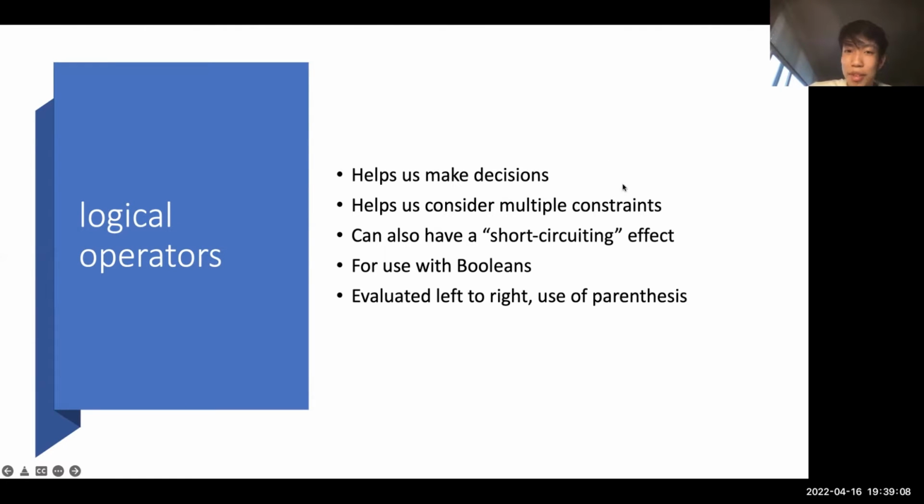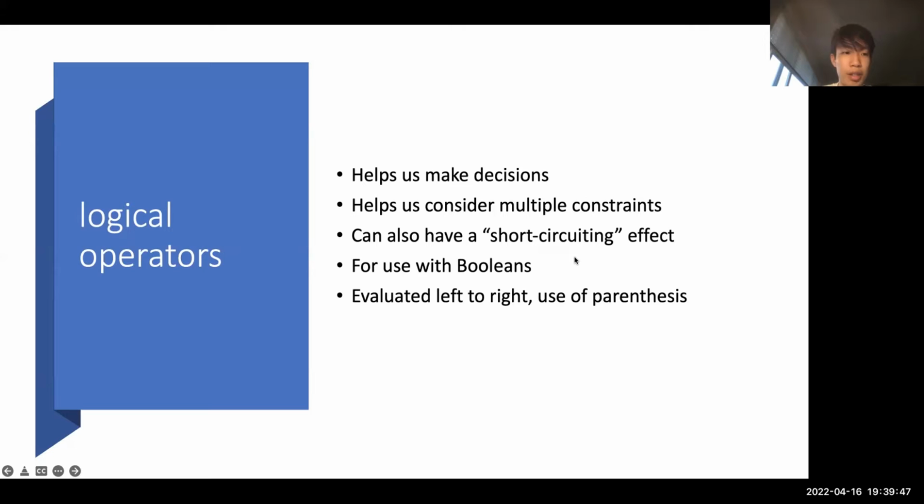We have logical operators. And logical operators are these cool things that let us make decisions with the computer. They also let us consider multiple constraints. So what does that mean? It's basically like you look outside, you look at the weather, and you say, oh, is it snowing? If it's snowing, I'll bring boots. And if it's snowing but it's also cold, well, it usually is, but if it's snowing and cold, then I'll bring boots and a jacket. So logical operators basically let the computer make decisions based on multiple variables and Booleans and constraints.